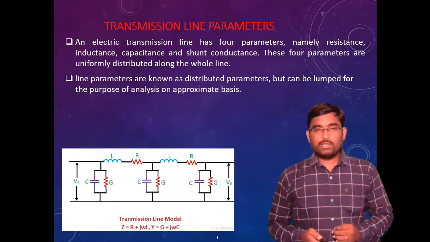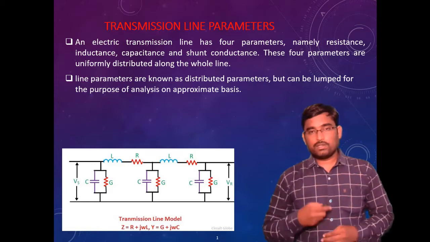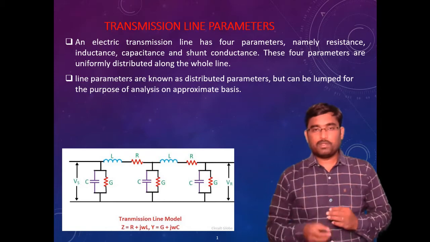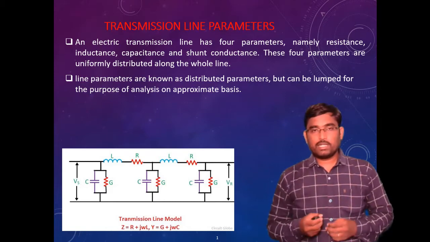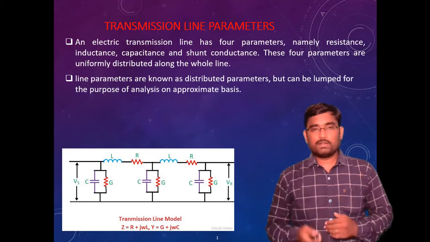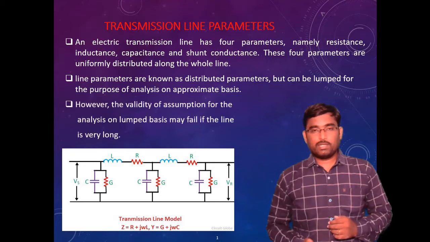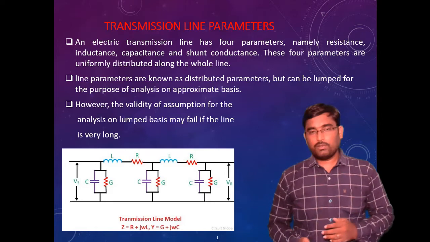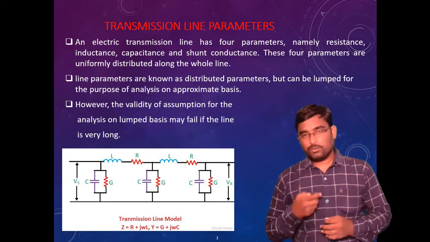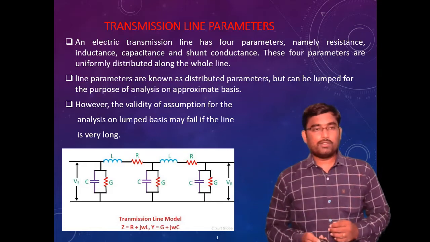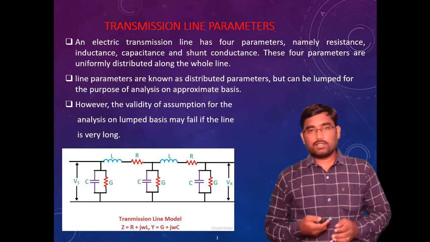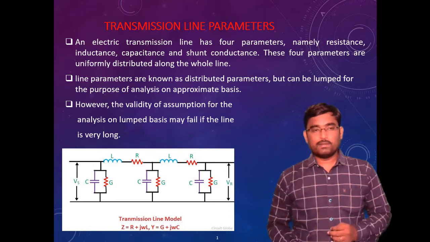Actually, these are the parameters which exist on the transmission line throughout its length. But for the simplification of analysis, we are taking these parameters as lumped parameters. By taking these parameters as lumped parameters, of course we will get a simplification. But anyhow, if the length of the transmission line is too long, it may lead to error due to taking this assumption of lumped parameters in the analysis.